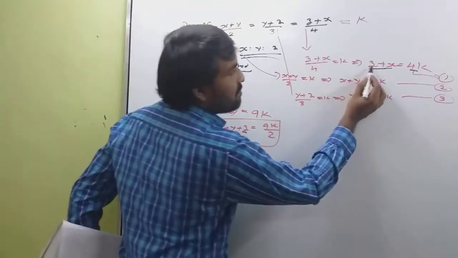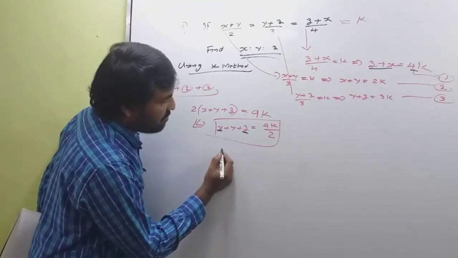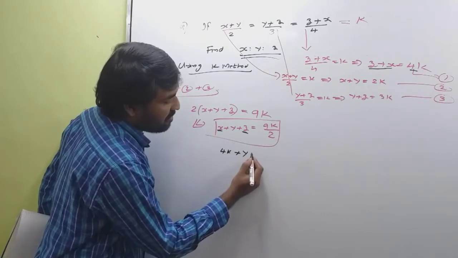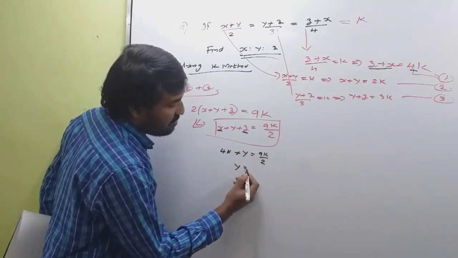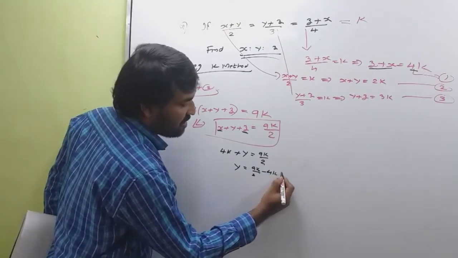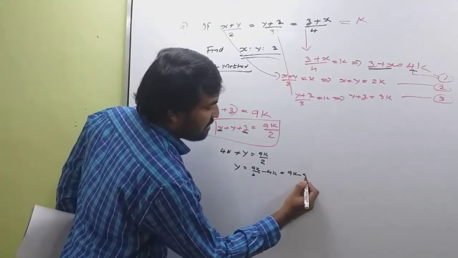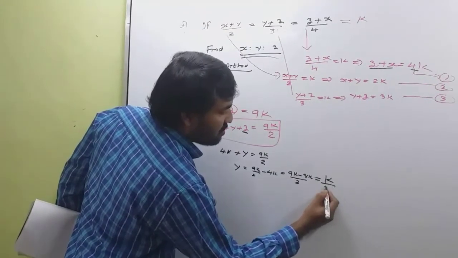Now x plus z is equal to 4K. So this term plus this term, that can be put as 4K plus y is equal to 9K by 2, or y is equal to 9K by 2 minus 4K, that is equal to 9K minus 8K by 2, or is equal to K by 2.